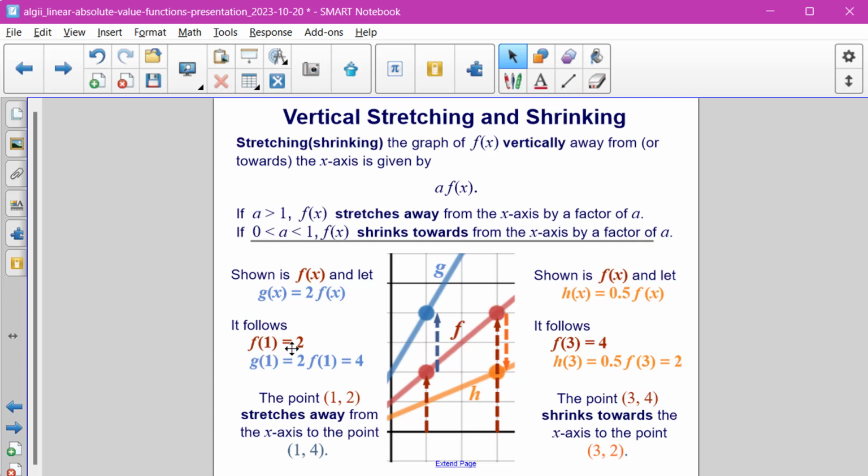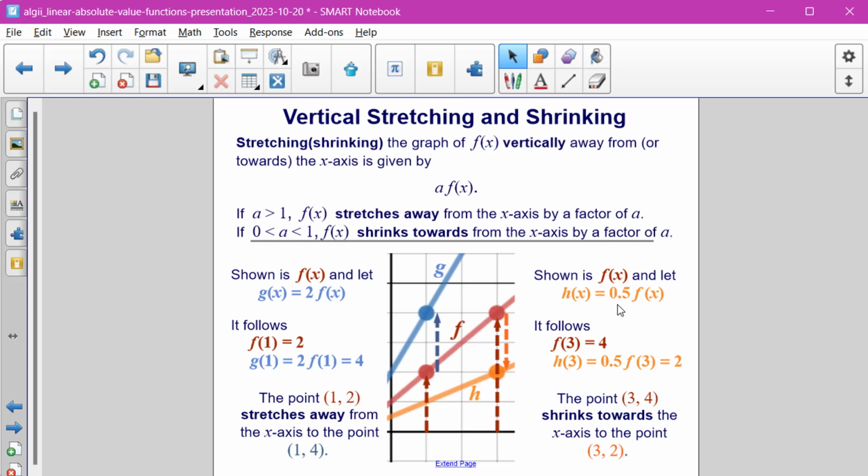It also follows that f of 1 is equal to 2, and g of 1 is equal to 2 times f of 1, or 2 times 2, which is 4. So the point 1, 2 stretches away from the x-axis to the point 1, 4.